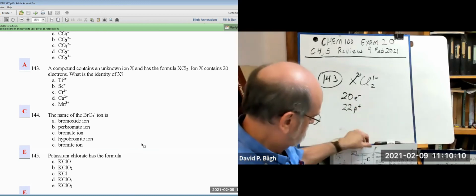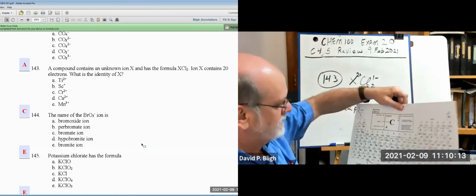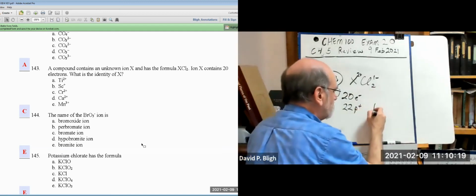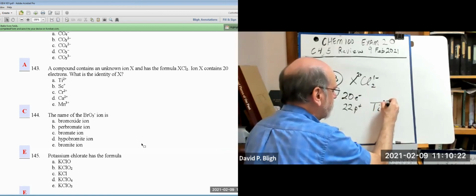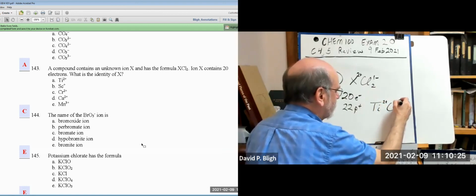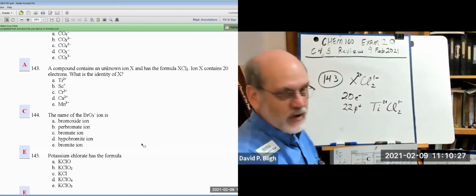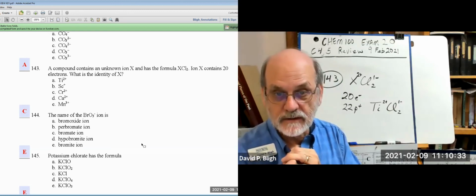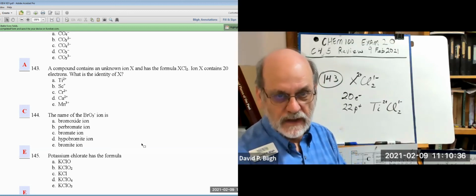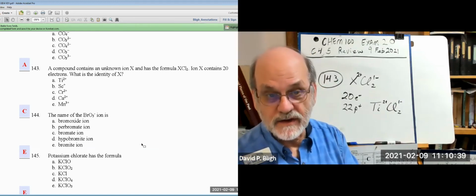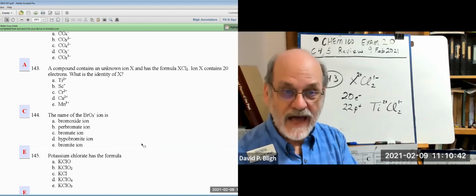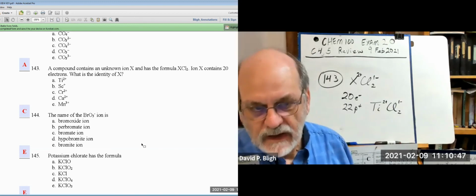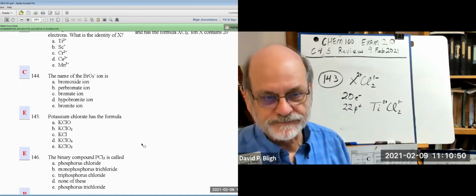Now we go and look. 22, where is that? Ti, titanium. So the answer is Ti2+ is X. It didn't say what's the element, it said what is X, what's the identity of X. So it has to have the charge with it.